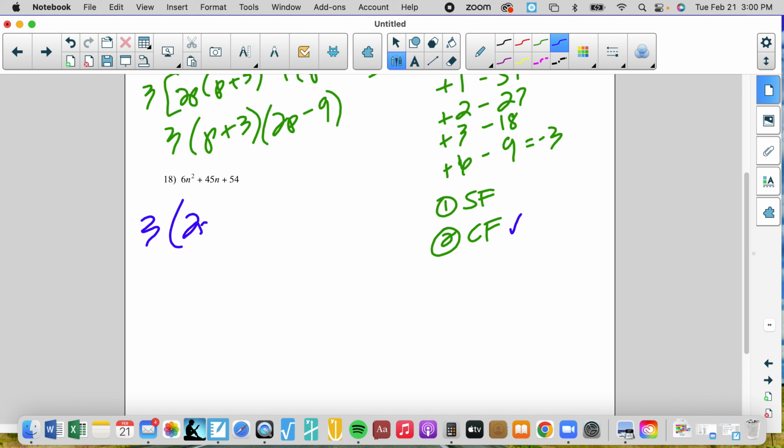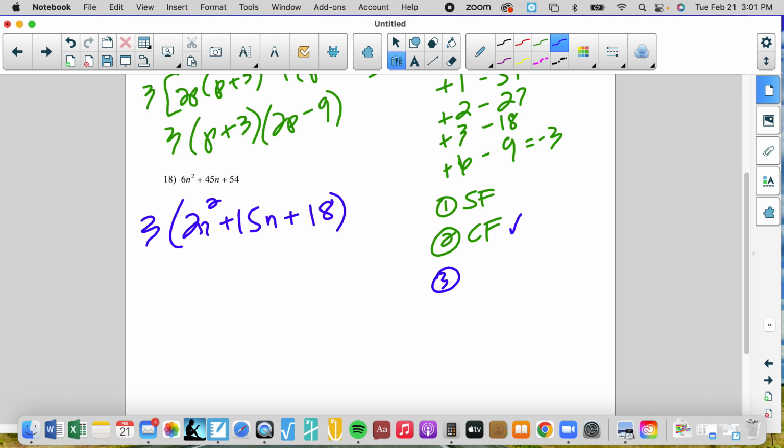3 gives me 2n squared, 3 gives me 15n, I think, and 3 goes into... no, it is 9. No, 9 doesn't go into 6. I'm right. Sorry. I'm not trusting myself. 1 and 8. 18. We'll definitely check this answer.